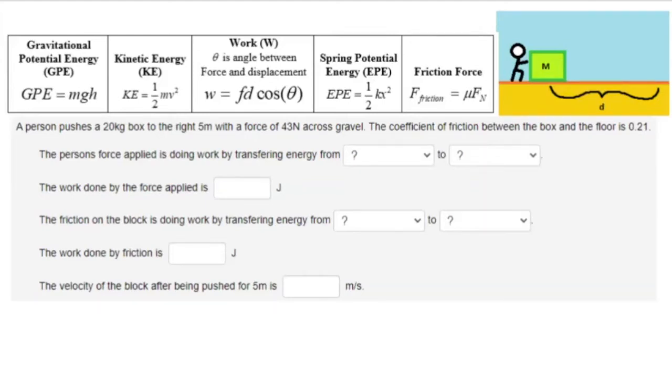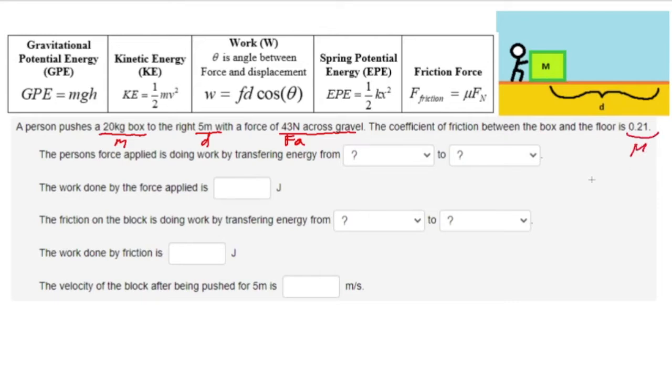Alrighty guys, we're going to go ahead and take a look at our work problem over here. It says a person pushes a 20 kilogram box, so here's the mass of our box, to the right 5 meters, so this is talking about displacement, how far it's moving, with a force of 43 newtons across the gravel. So since the person is pushing this box, that means that we have a force applied happening here. The coefficient of friction between the box and the floor is 0.21.